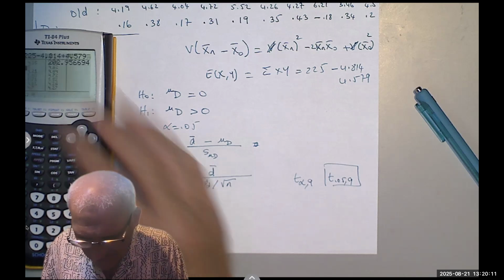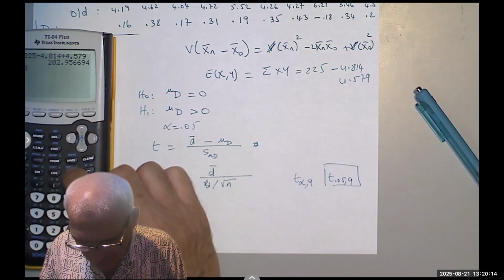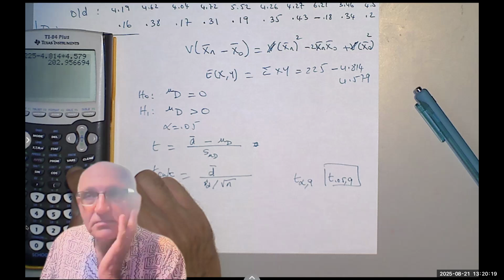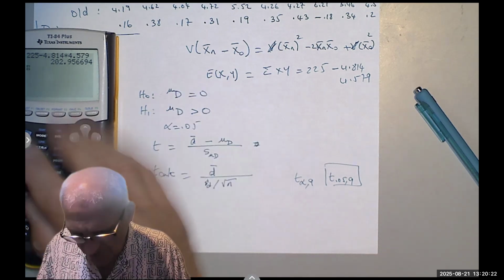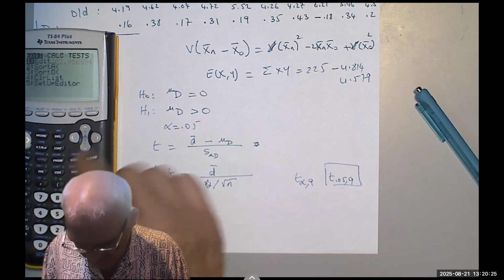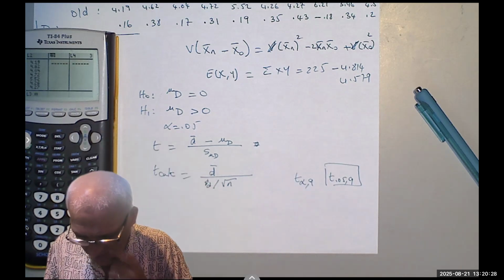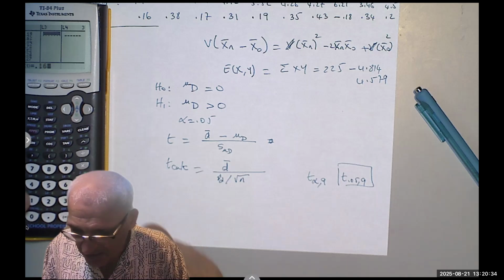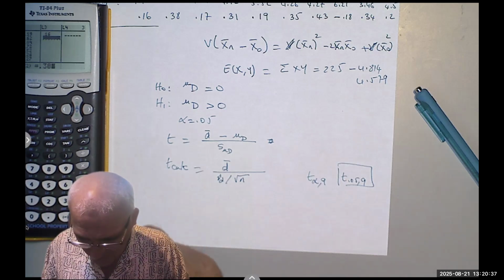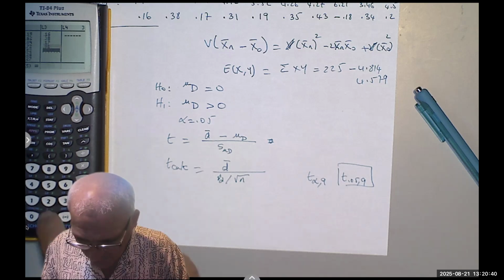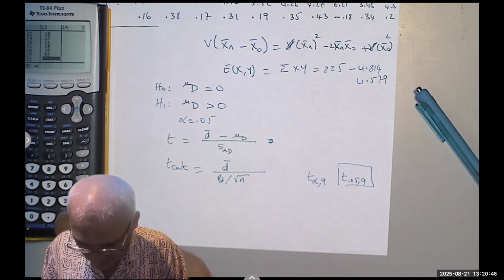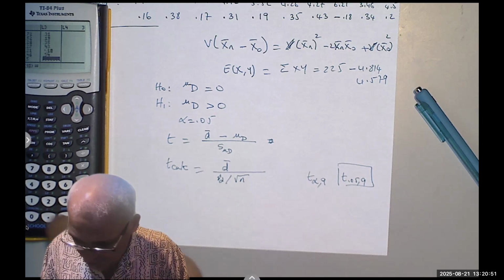L3, or does it tell you that you can, no, I don't think. I don't know how to do that. I never did it. So it's better to go to stat, edit a new list, maybe list 3, okay? And enter these differences, 0.16, 0.38, 0.17, 0.31, 0.19, 0.35, 0.43, negative 0.18, 0.34, and 0.2.